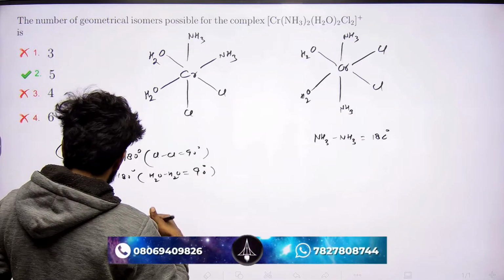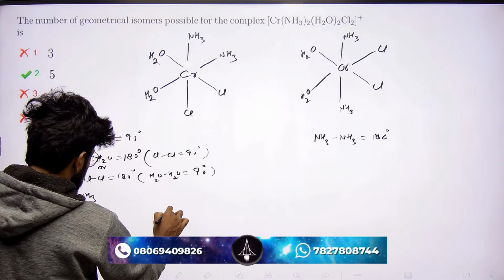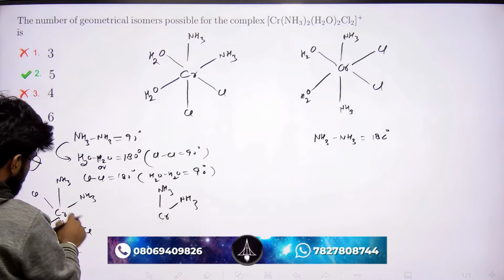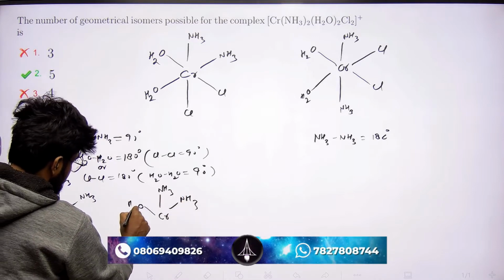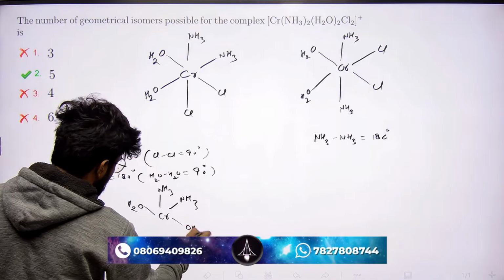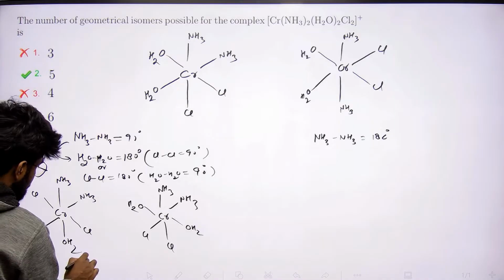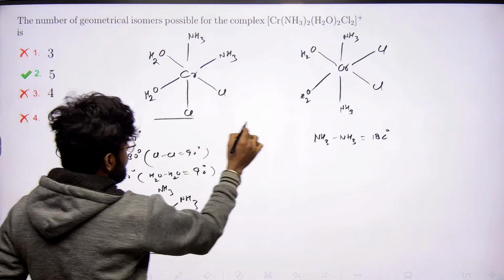Now what else can happen? Like I told you, here chlorine at 180, you can place water, or OH2, at 180, leaving these at 90. So first, second, third, fourth.